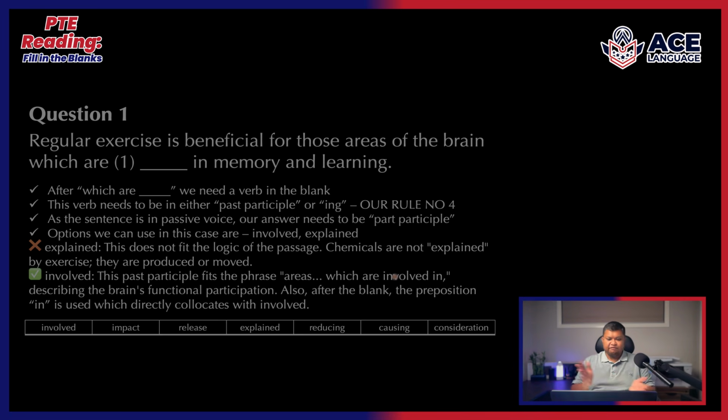Involved is a past participle, of course, and areas which are involved in, because it has areas involved, and it has in after that. So involved and in paired together. So grammatically, it can be either explained or involved, which makes my search narrower, and colloquially, involved pairs with in. Areas pairs with involved. So my answer is involved in this particular blank.